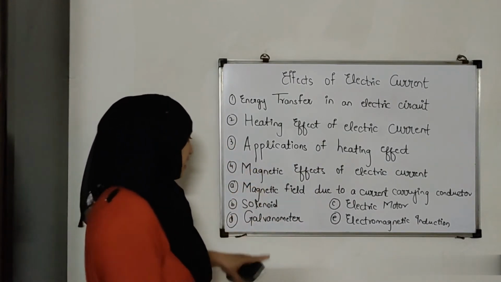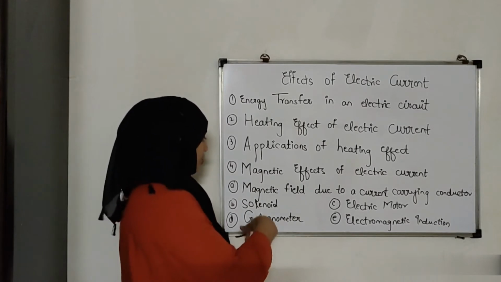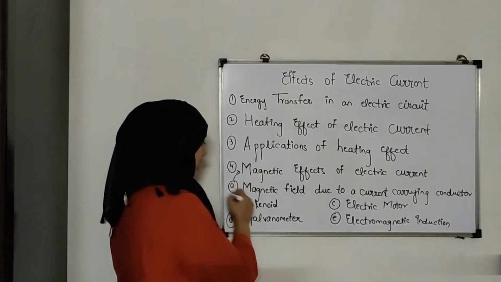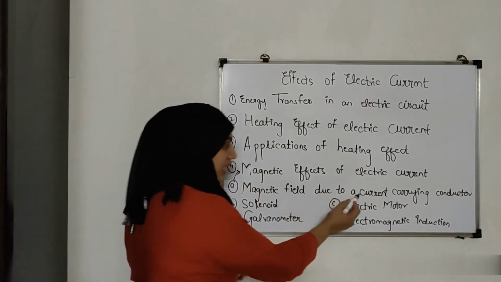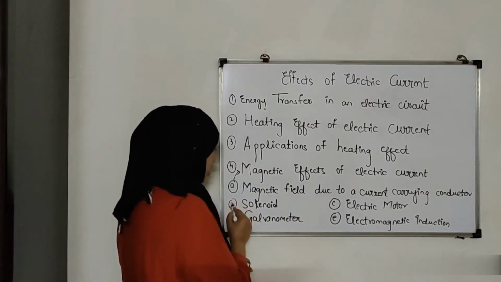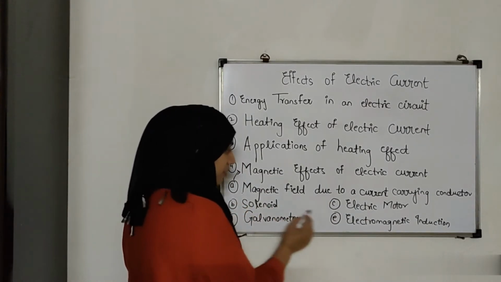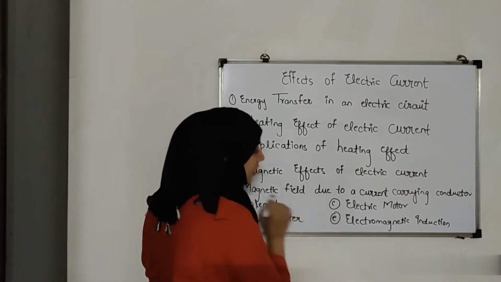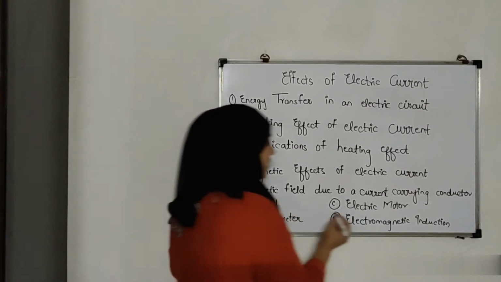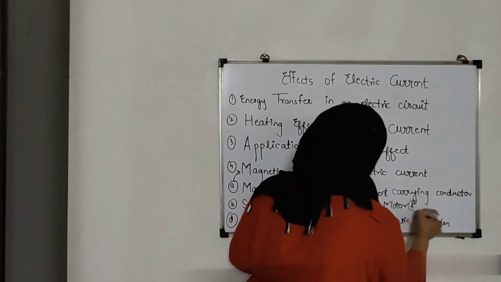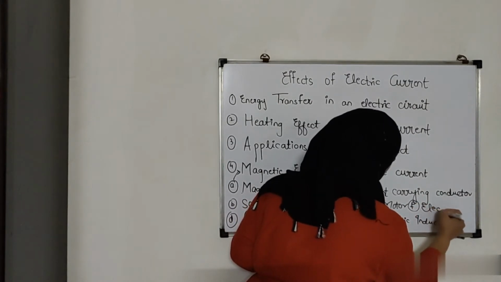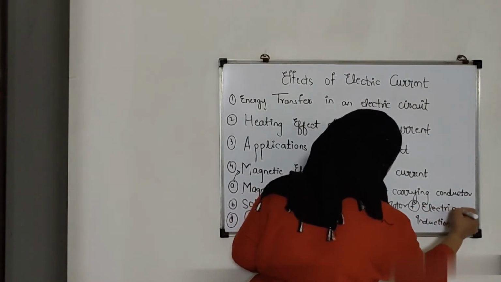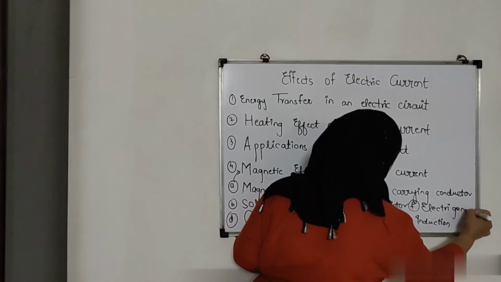In that topic we'll have further topics related to the magnetic effect, that is magnetic field due to a current carrying conductor we are going to see. We are going to see solenoid, electric motor, galvanometer, electromagnetic induction. We'll even see electric generator. All these topics would be covered in separate videos.